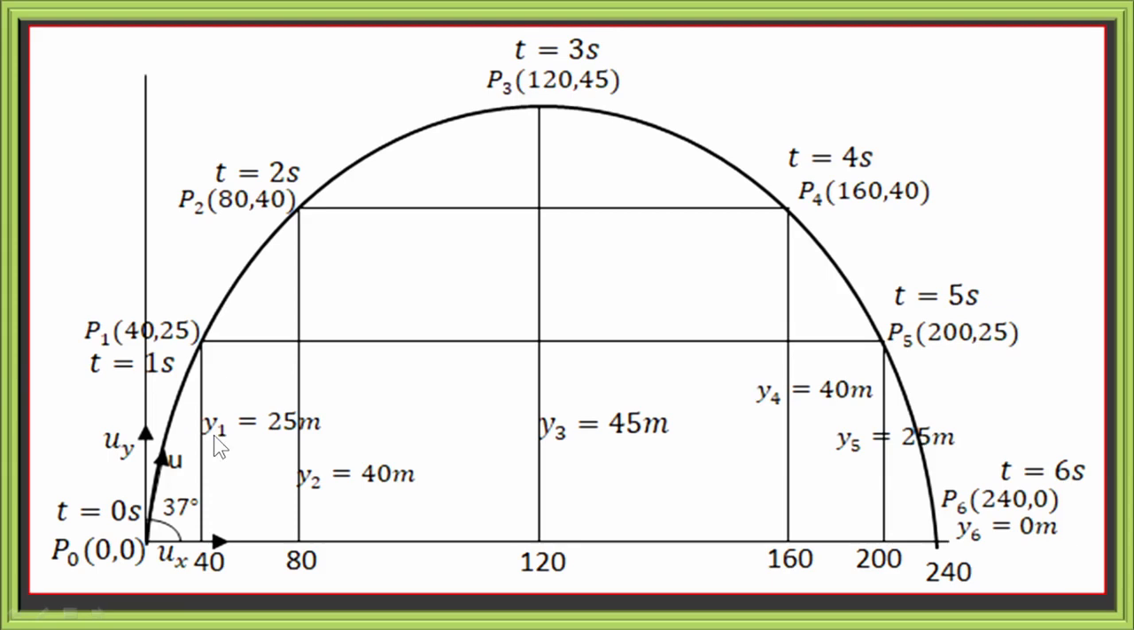When you see the vertical motion in this figure, look, it has reached a vertical displacement of 25 meters in 1 second, 40 meters in 2 seconds, and 45 meters in 3 seconds. But when it reaches the maximum height, its velocity becomes 0, therefore it goes back. After 4 seconds, the vertical displacement is 40 meters. After 5 seconds, it's 25 meters. And after 6 seconds, when it strikes the ground, the vertical displacement becomes 0.